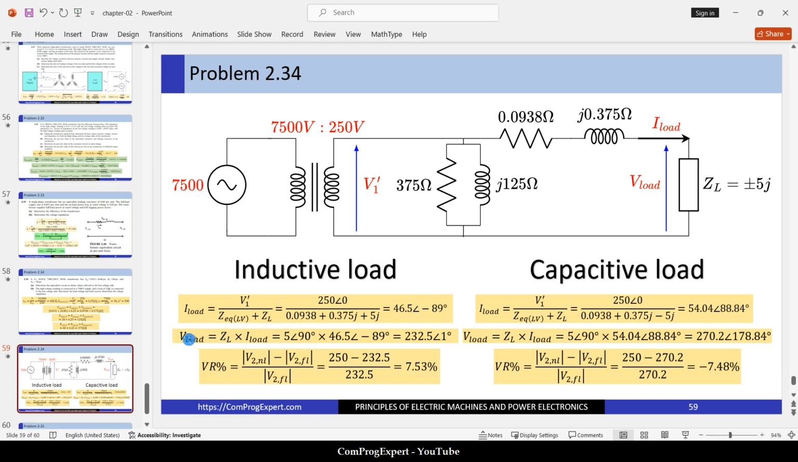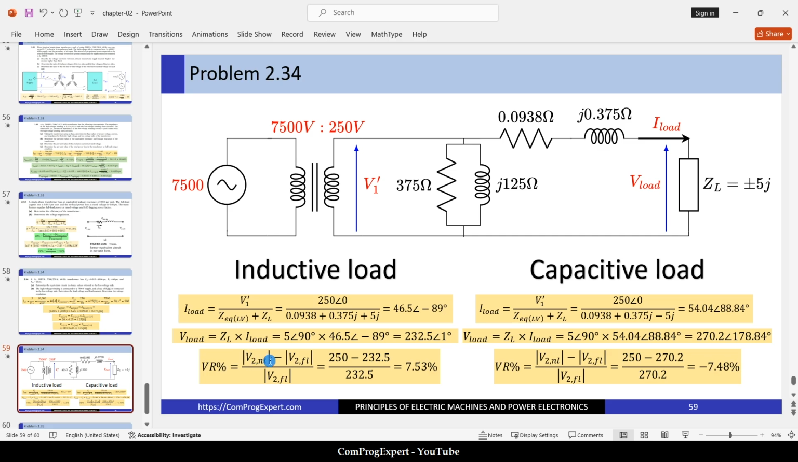So we can calculate the load voltage, that is the load impedance times the load current. Here is the calculation, and this is the value of the load voltage, 232.5. So we can calculate the voltage regulation using this equation.